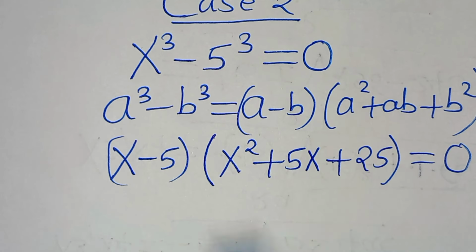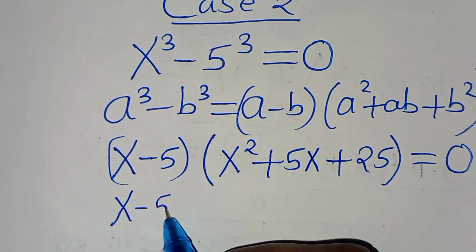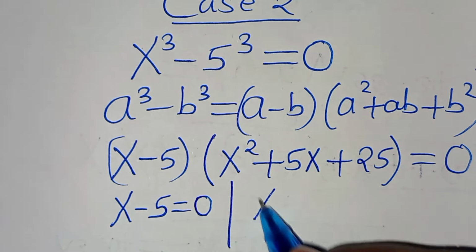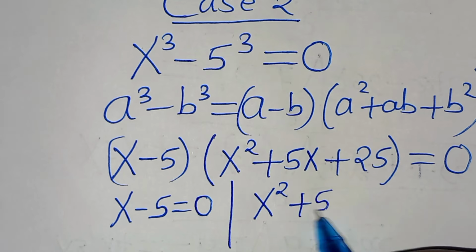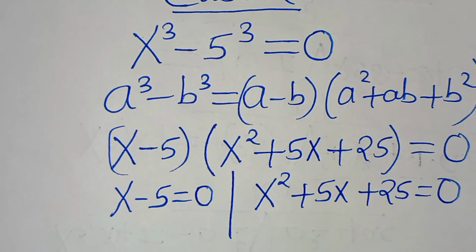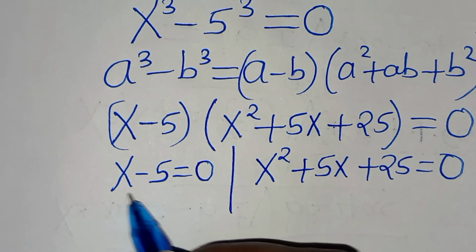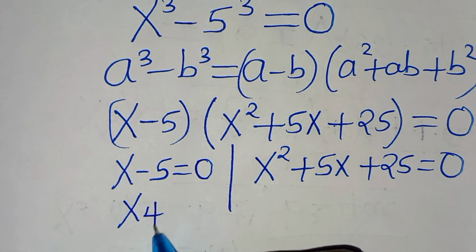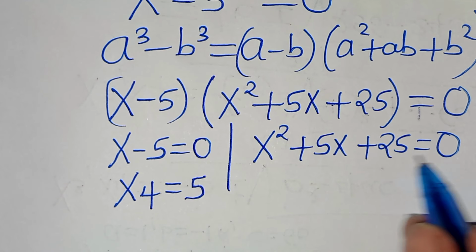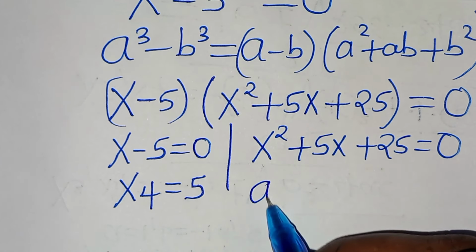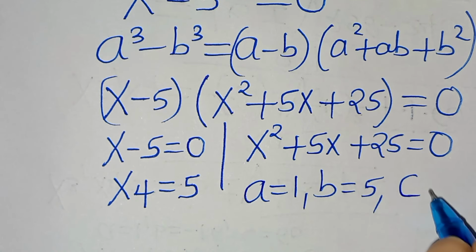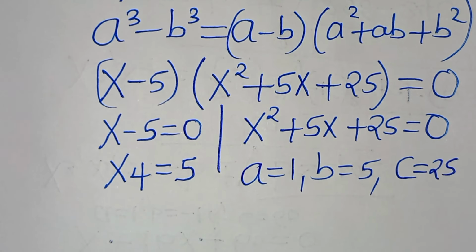We have two parts here. The first part is x minus 5, which is equal to 0. And the second part is x squared plus 5x plus 25, which is equal to 0. From the first part, we have that x4 is equal to 5. The second part is a quadratic equation where a is equal to 1, b is equal to 5, and c is equal to 25.